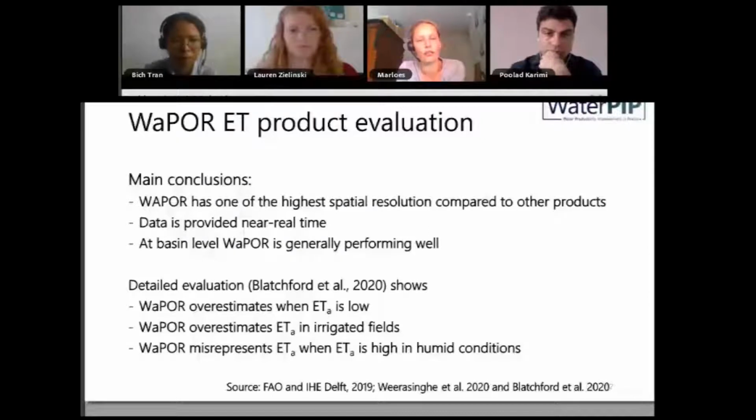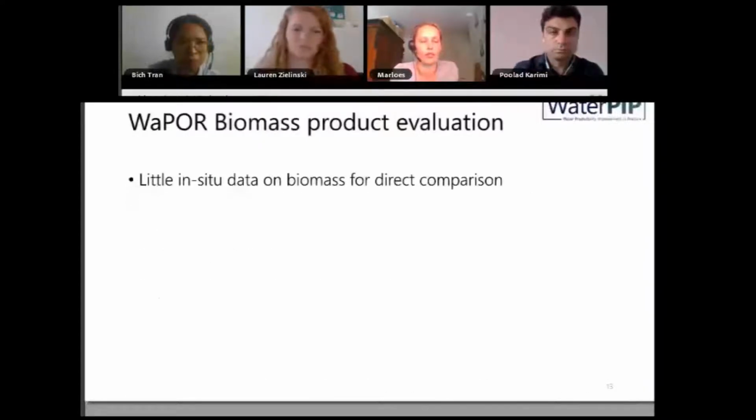Also, what I would like to say is that if you look at the water balance, ET is not the only product that is included here. It's also the uncertainty in the rainfall that affects whether or not you can close the water balance. So it's not only the ET data that is affecting how well a water balance can close.